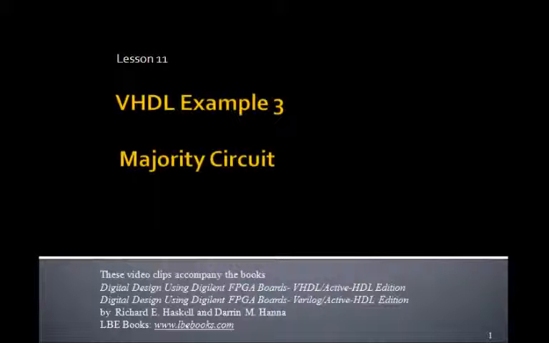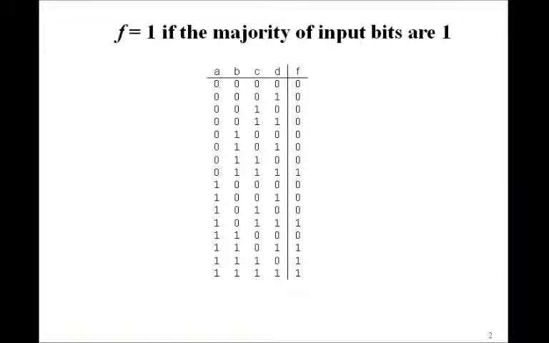This is lesson 11, in which we'll go through our third VHDL example by designing a majority circuit. Here's a truth table with 4 inputs, A, B, C, D, and an output F. The output F will be 1 if the majority of input bits are 1. That is, if we have 3 or more input bits of 1. So here's the truth table, and we'll use our Karnaugh maps to find a reduced equation for F.